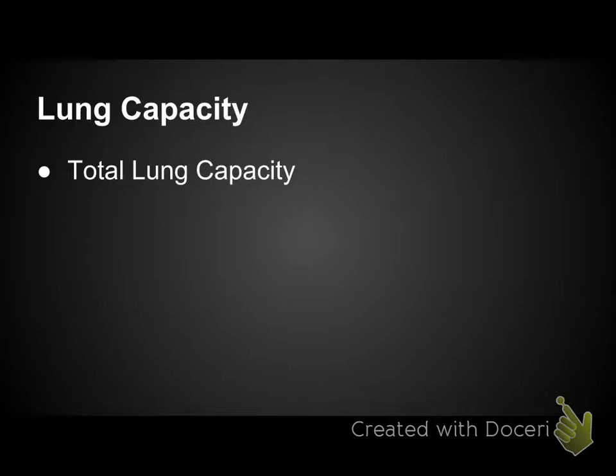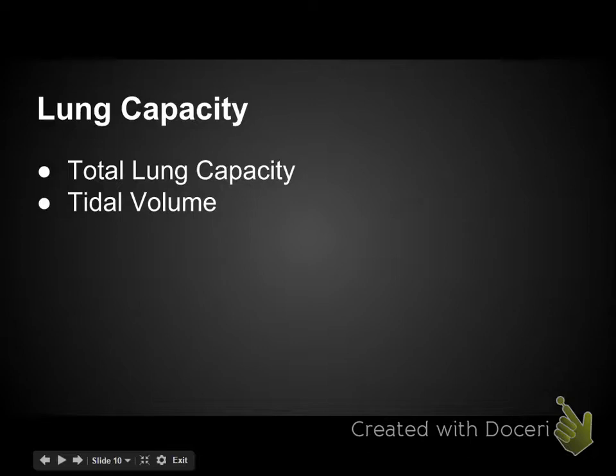Now, last thing I want to talk about is something that you're going to need to know for a lab. I'm just going to quickly define what different terms of lung capacity are dealing with. The first one is total lung capacity, which is really just your maximum volume of air that you can breathe in. The second one is tidal volume, which is how much air you breathe in just in a normal resting state. So every breath you might be breathing in, say, half a liter.